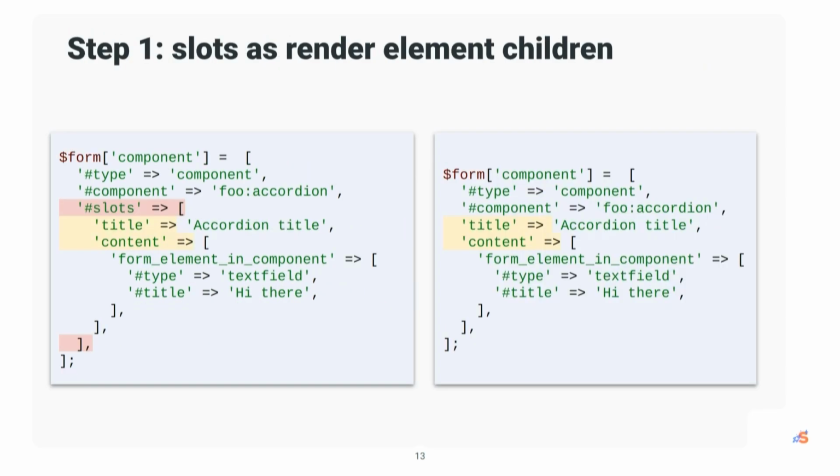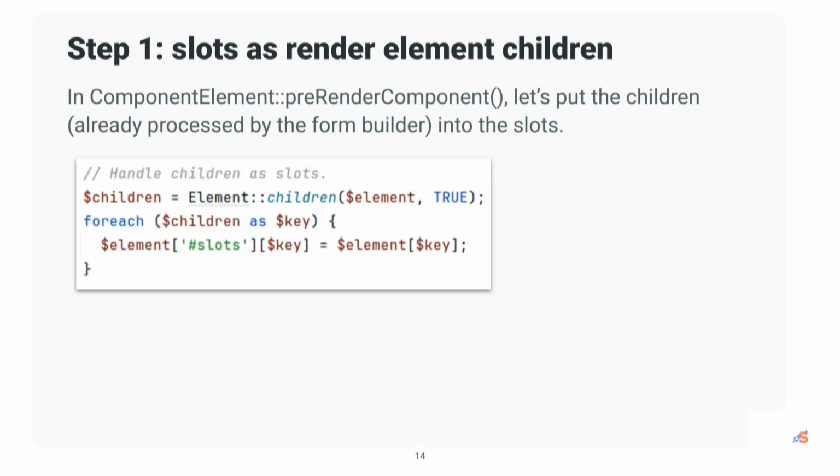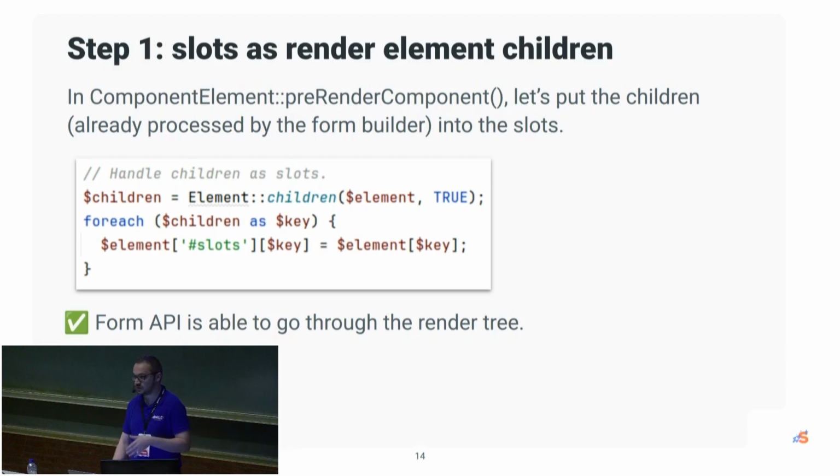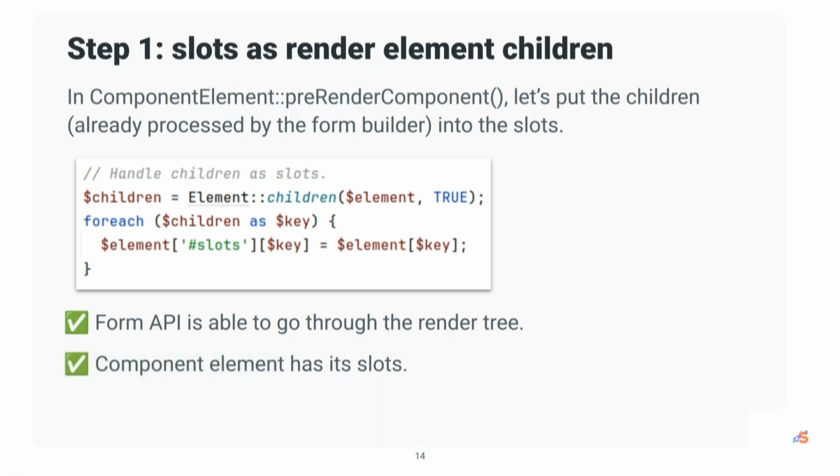So our first proposal, in components, in render element components, is to get rid of slots and put children directly at the root level of render element as children. And in the component element, we then parse those children to put them back into the hashtag slots. That way, Form API is happy because it can go through your render tree to detect the form elements and process them. And the component element is happy because it has its data in its slots.